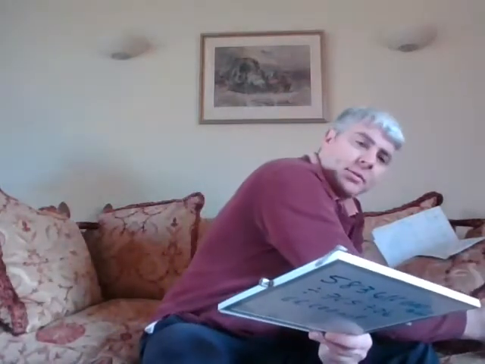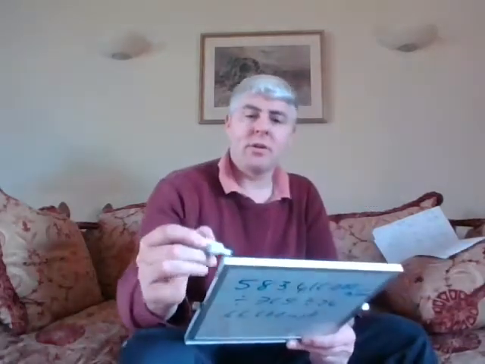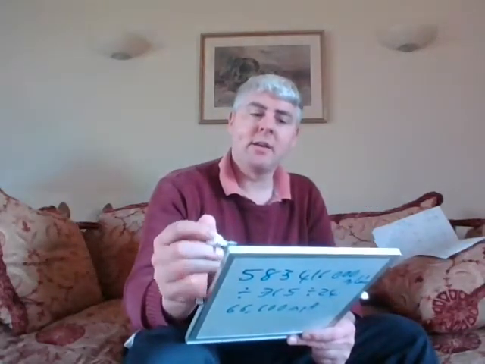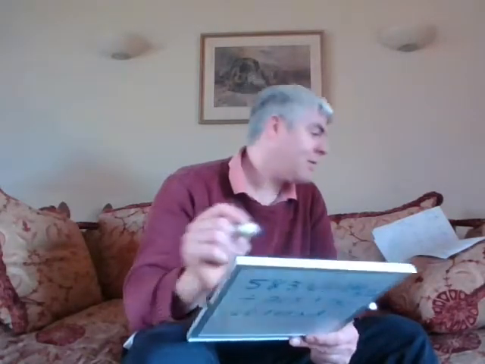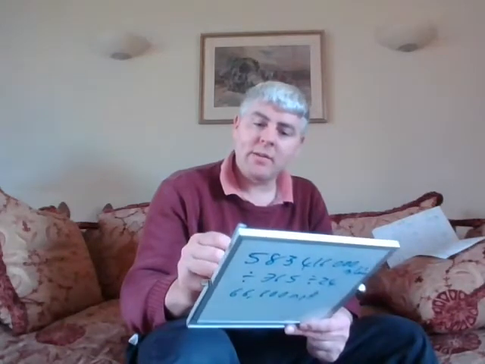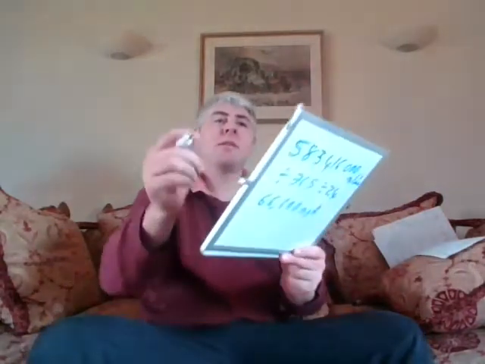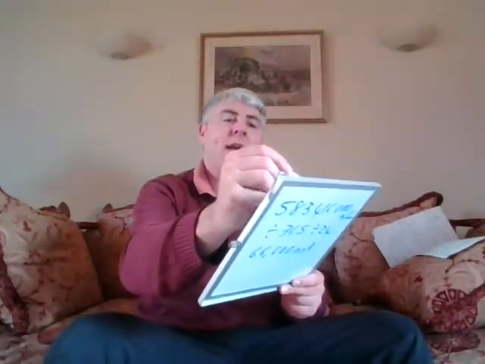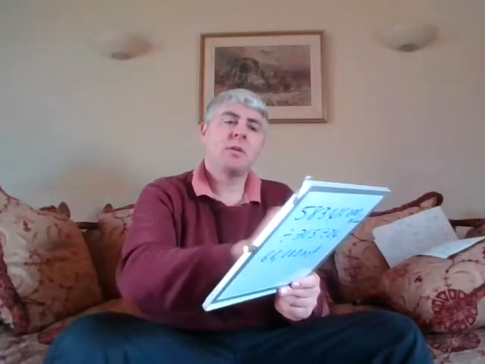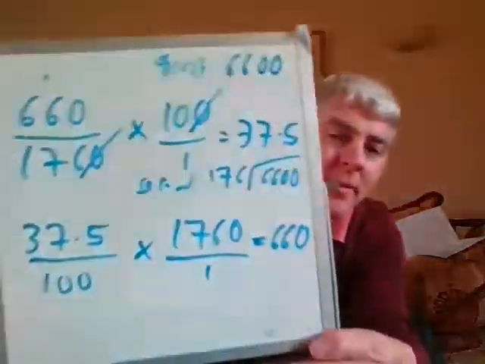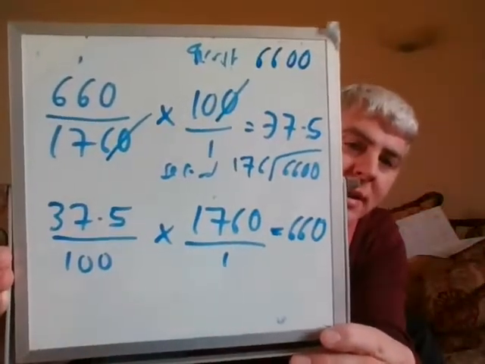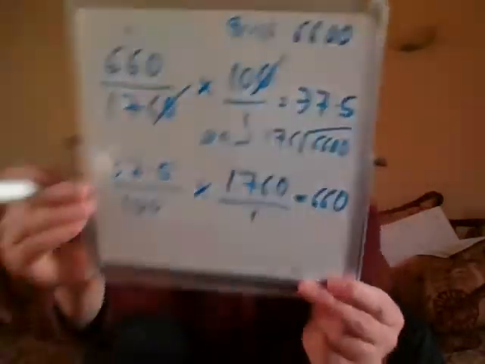So if I do it that way, 660 times 10 is 6600, right? So the top bit is 6600, and then you just divide that by 176, and you get your 37.5. So that's the first stage, and then that's the second stage. The first stage is at the top, the second stage is lower down. I just wanted you to see that. Thank you very much.